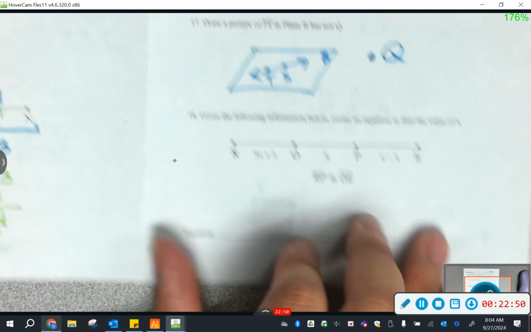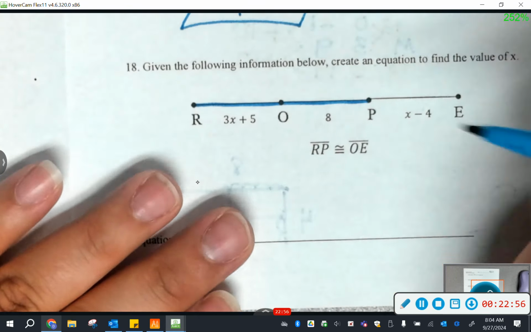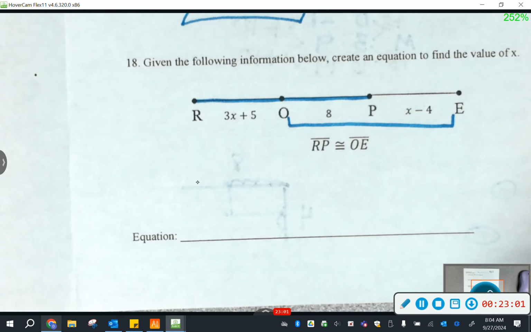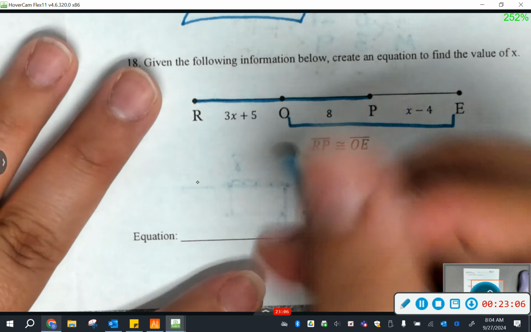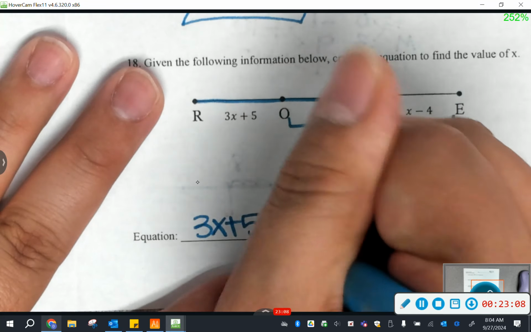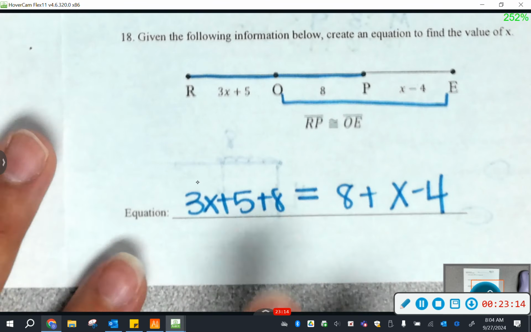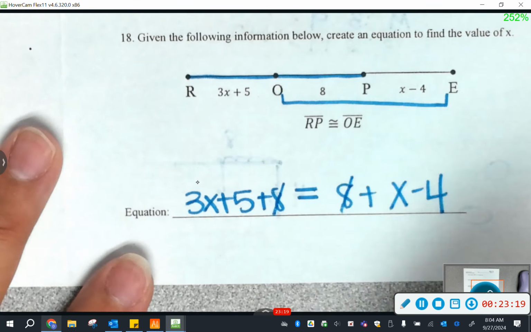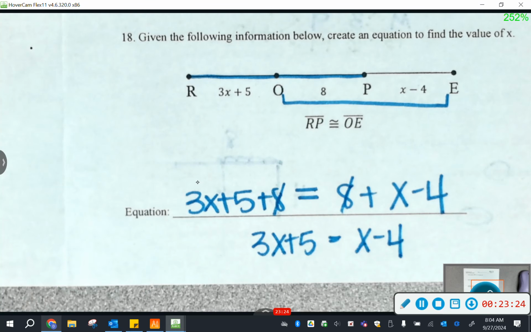Last but not least, real quick. If these are congruent, RP is going to be congruent to OE. How can I make an equation here? If they're congruent, that means they're equal. 3x plus 5 plus 8 equals 8 plus x minus 4. Y'all look up real quick. Do y'all see how they both have 8s? They cancel. 3x plus 5 equals x minus 4. Write that down real quick, then you can get your stuff.